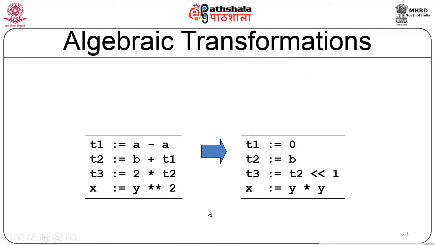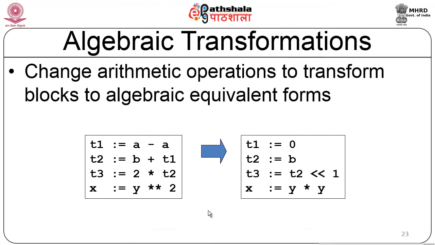The next type of transformation is called algebraic transformation, which uses mathematical identities to perform some equivalence transformations. So, for example, T1 is equal to A minus A. Definitely we know it is going to be 0. So, I can simply say T1 equal to 0 directly rather than doing a computation. Then T2 is equal to B plus T1. Since T1 itself is 0, I can simply say T2 is equal to B. And then T3 equal to 2 into T2.